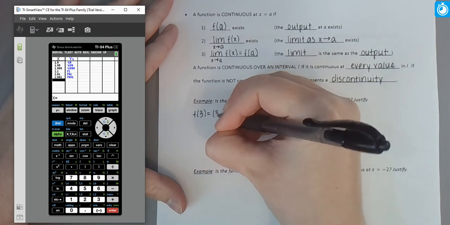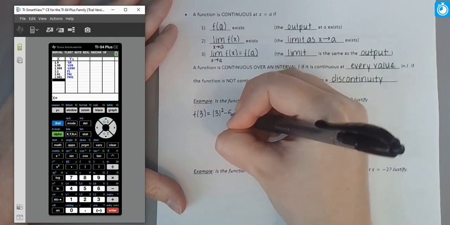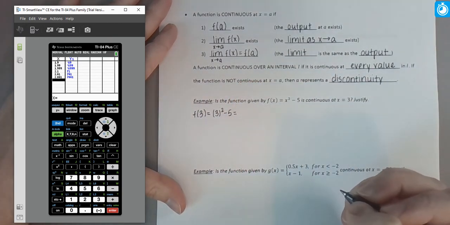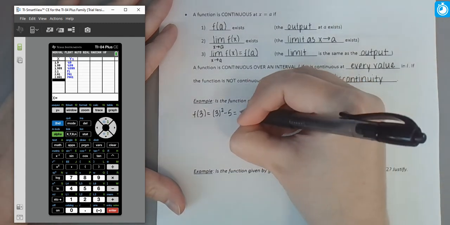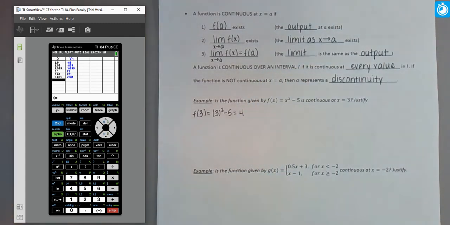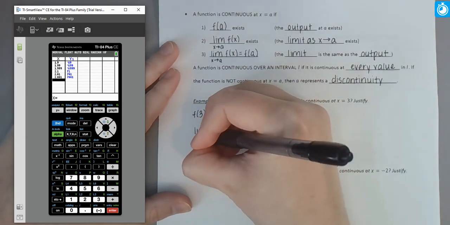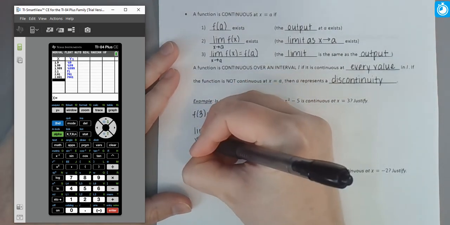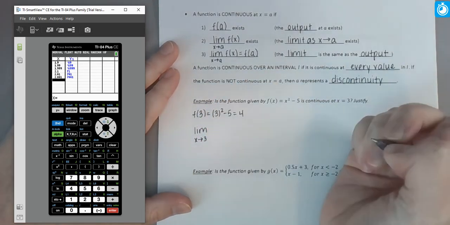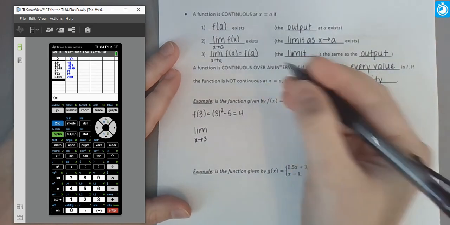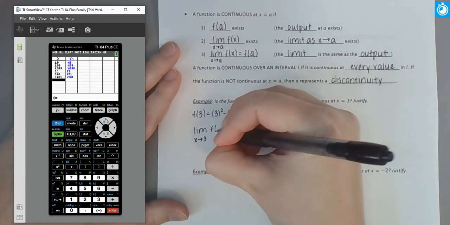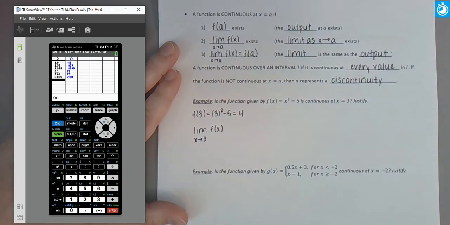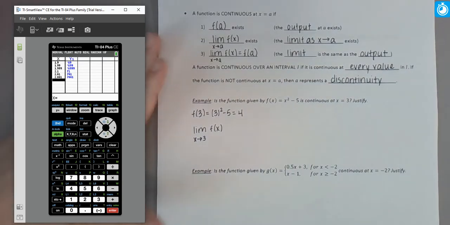Make sure that we know that exists, make sure we know the value. So f of 3 is going to be 3 squared minus 5, which is going to be 9 minus 5, which is 4. Okay, so the first criterion is met. The function value does exist. Well, now we need to determine if the limit exists. So the limit as x approaches 3 of f of x, what is it? Does it exist? If so, what is its value?